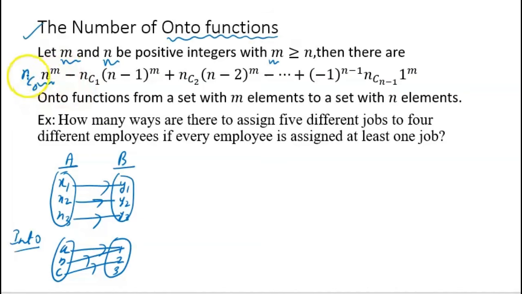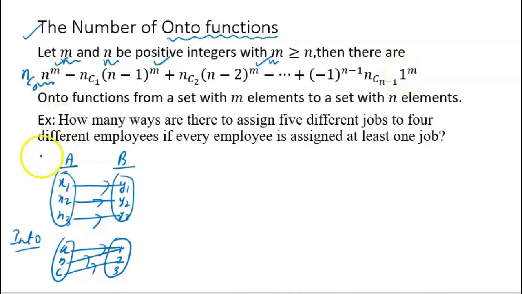So n to the power m, nC0 n to the power m, nC1 (n minus 1) to the power m, nC2 (n minus 2) to the power m. The power is always m. Second thing is that the sign is changing alternately: the first is positive, then negative, then positive, then negative, and so on. And the last term is nC(n minus 1) times 1 to the power m. So it is decreasing: n, then n minus 1, then n minus 2, going up to 1.